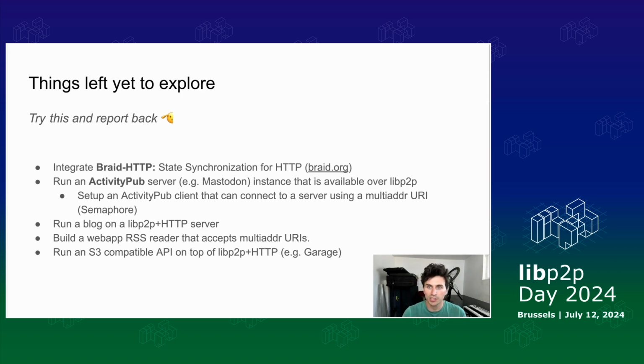This would let one publish content without having to set up a server. Host your blog from your laptop. Uptime not guaranteed. Build a web app RSS reader that can fetch content from multiaddr URIs. This is a corollary to the blog idea. Run an S3 compatible file server. This should be an easy proof of concept for peer-to-peer file retrieval with a common API.